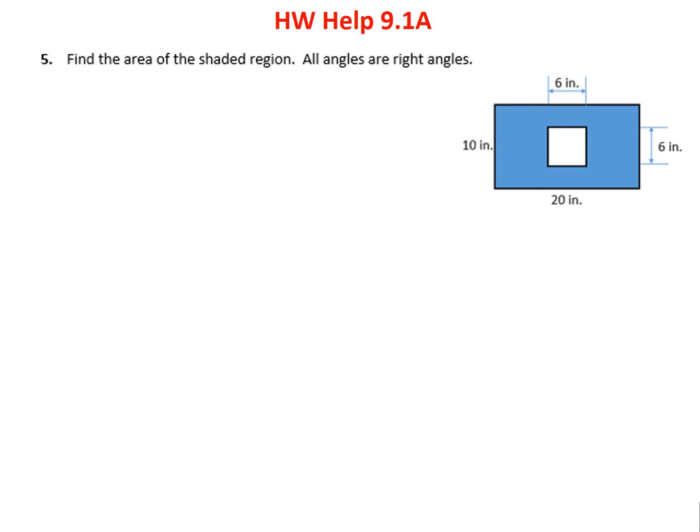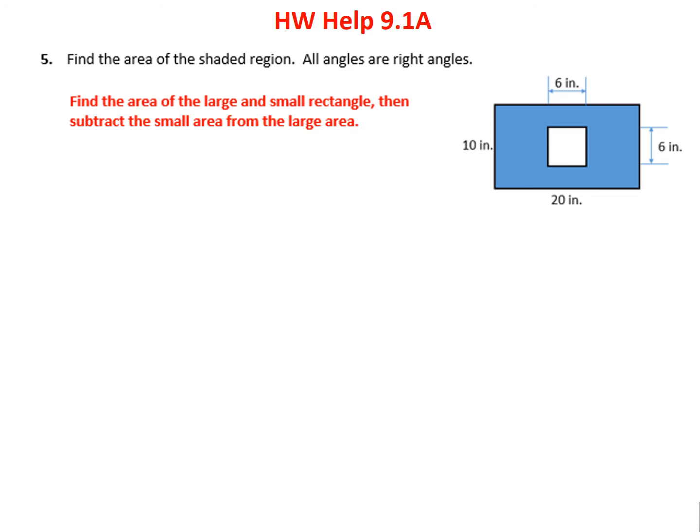Problem 5 asks us to find the area of the shaded region. Notice that all the angles are right angles. And in this case, our strategy is we're going to find the area of the large rectangle and the small rectangle, and then we'll just subtract the small area from the large area, and that'll give us the area of the shaded region.